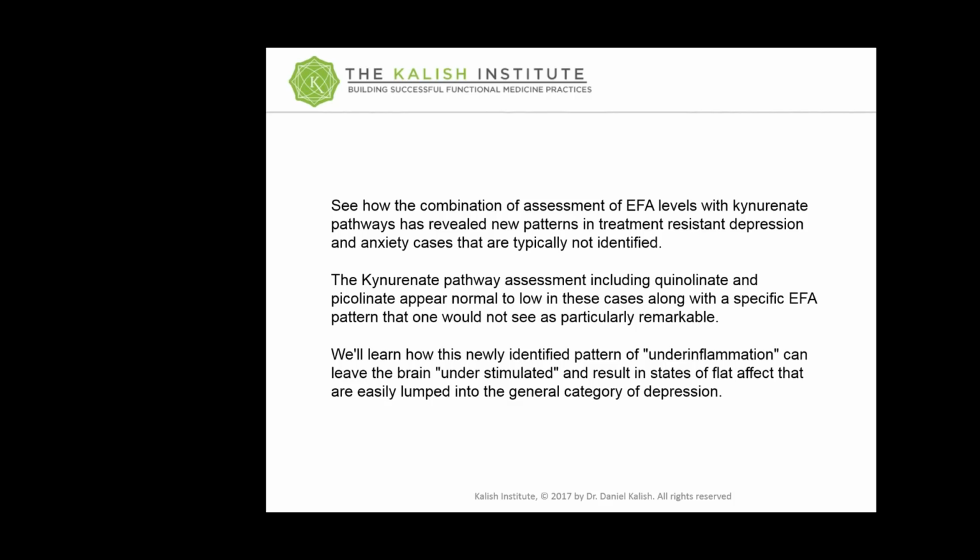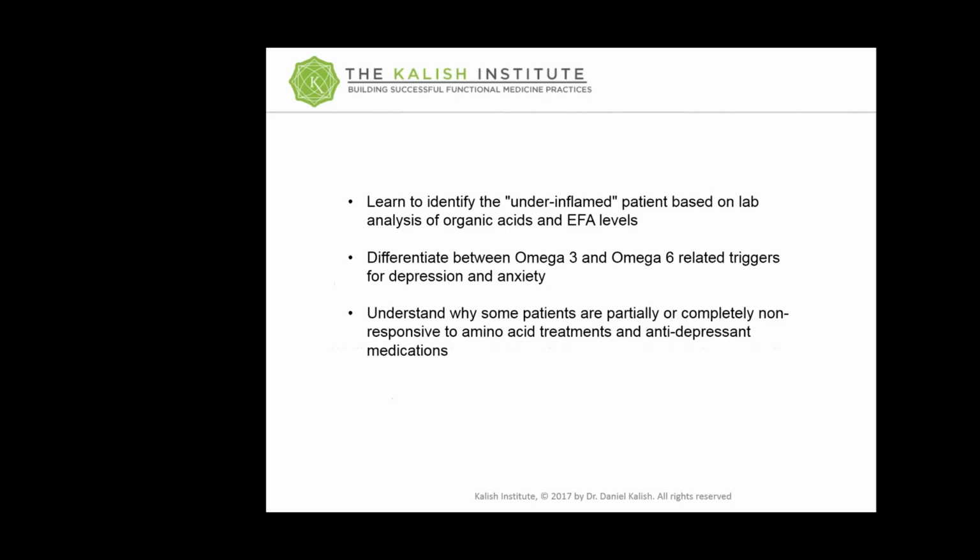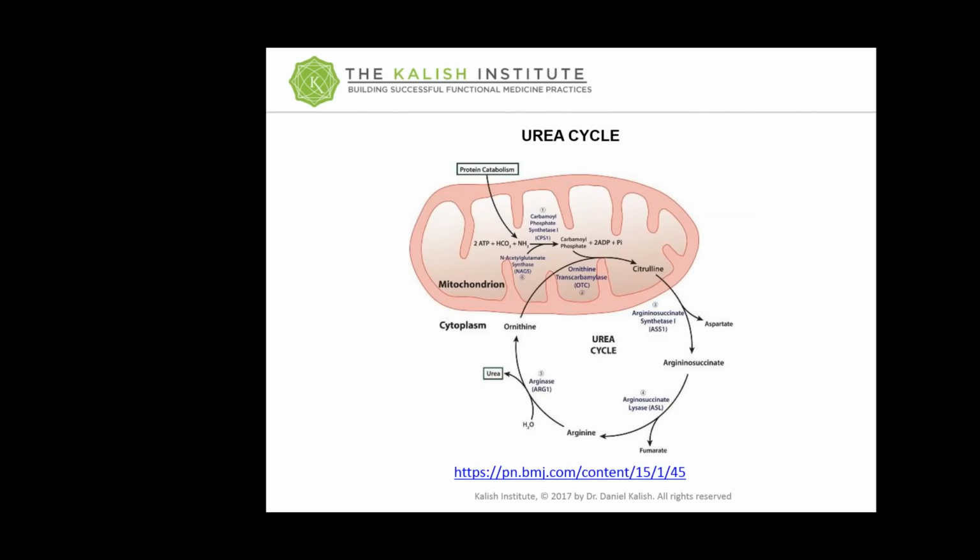And this concept is then of underinflammation. So I want to talk about this underinflammation, or when the brain is understimulated. And then we're also going to get into more detail on the kynurenate pathway as well. So this idea that underinflammation could even happen is just outrageous, and I wouldn't have believed it myself if I hadn't seen it a couple of times this year in patients. And we also want to differentiate between omega-3 and omega-6 issues, okay? And why some people may be resistant to the typical treatments we might use, antidepressants or essential amino acids.